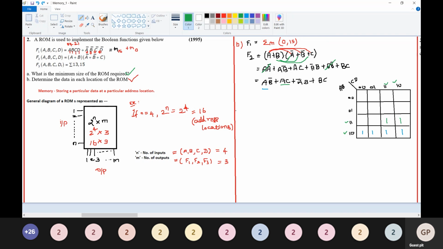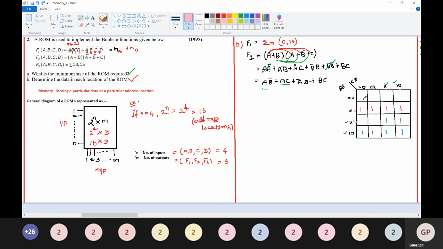Fine. Next, A dash B means A dash B, so you have four ones here. And last, BC. BC means these two rows with these two columns, that means this square. It's already plotted, so we can leave it. So these are the minterms. This is an easy method of finding the minterm values.